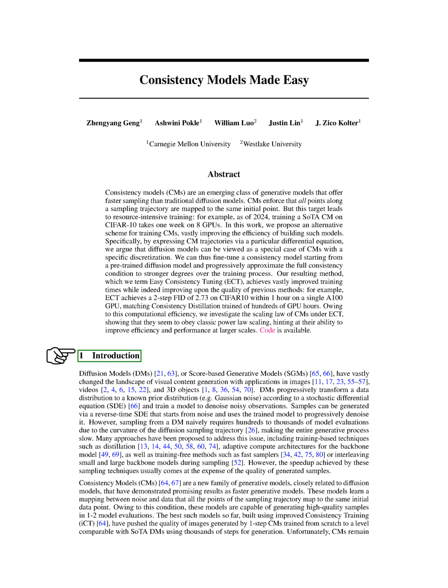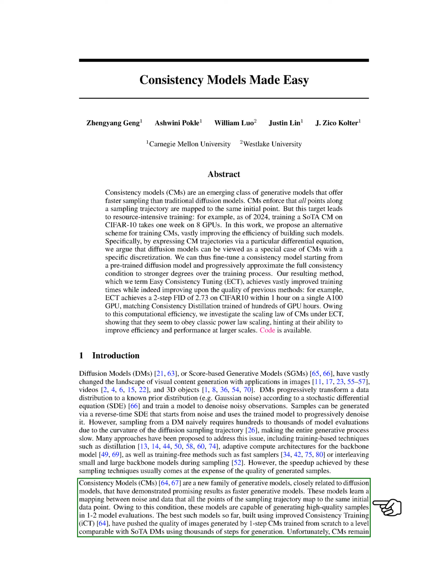Section: Introduction. In this section, we will discuss diffusion models, DMs, and consistency models, CMs, in the context of visual content generation. DMs transform a data distribution into a known prior distribution using a stochastic differential equation, SDE, and are trained to denoise noisy observations. Generating samples from DMs can be slow due to the curvature of the diffusion sampling trajectory, requiring many model evaluations.